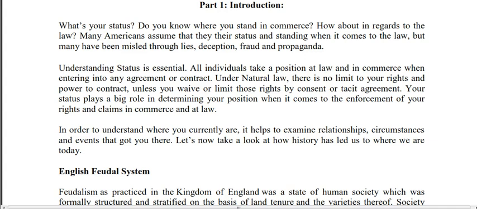In order to understand where you currently are, it helps to examine relationships, circumstances, and events that got you there. Let's now take a look at how history has led us to where we are today.